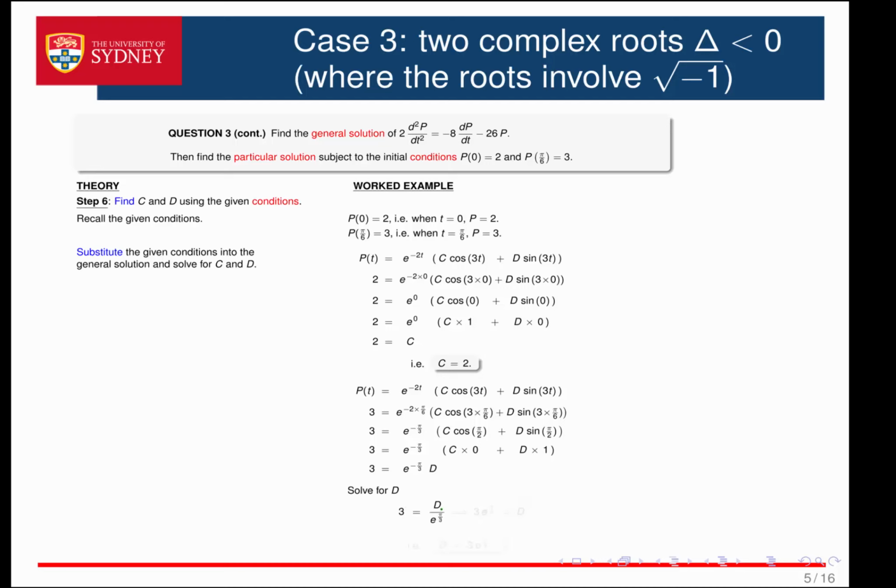First, using an index law, we can write the right hand side e to the negative pi on 3 as d on e to the positive pi on 3. We now multiply both sides by e to the pi on 3. So d is 3 e to the pi on 3. And so we have found that c is equal to 2 and d is equal to 3 e to the pi on 3.